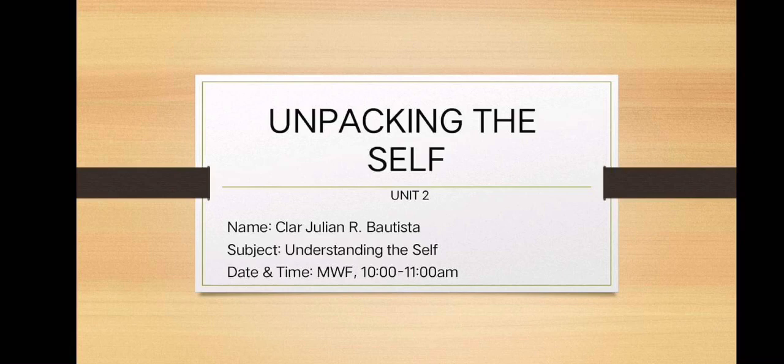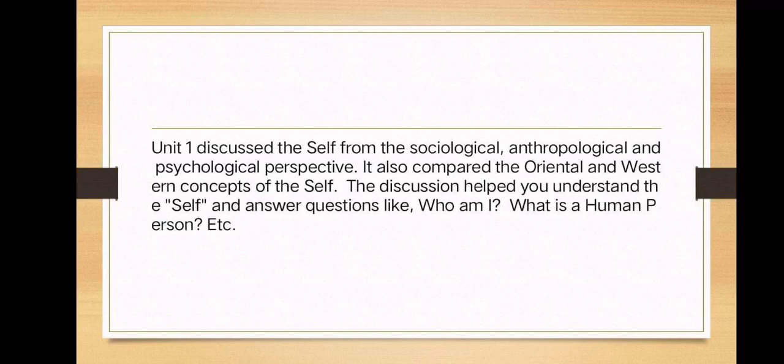So what is unpacking the self? Unpacking the self refers to the gradual unfolding of the self in which the six aspects of the self develop in an integrated and healthy manner. As the self continues to interact with its environment, it gets various feedback that may affect its self-knowledge, self-image, and self-concept. So Unit 1 discusses the self from the sociological, anthropological, and psychological perspectives. It also compares the Oriental and Western concepts of the self. The discussion helps you understand the self and answer questions like who am I and what is a human person, etc.